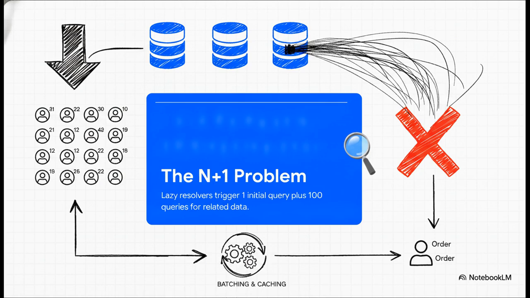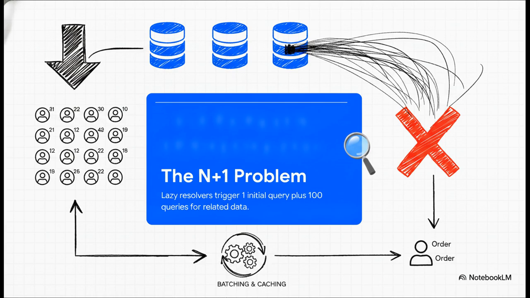Imagine a client queries for 100 users and also asks for all of their orders. If your backend resolvers are lazy and unoptimized, the system is going to execute one initial query to get the 100 users, and then it'll execute 100 individual separate queries to get the orders for each user. That is 101 database queries for a single API request. That will absolutely crush your database performance.